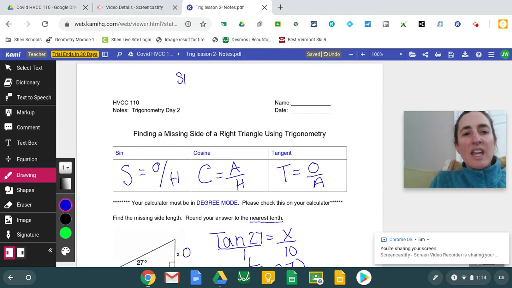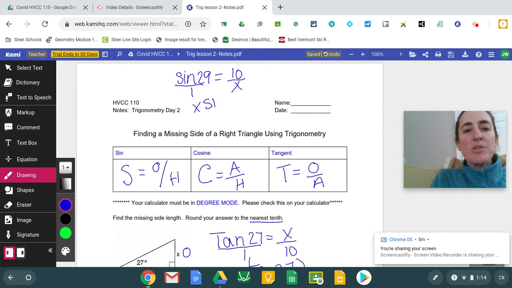Say it was like sine of 29 equals 10 over x. The x is on the bottom of the fraction. When you cross multiply that, it reads x times sine of 29 equals 10. I would have to divide by the sine of 29 on both sides. So 10 divided by the sine of 29 is what you would type in on your calculator to get your x.